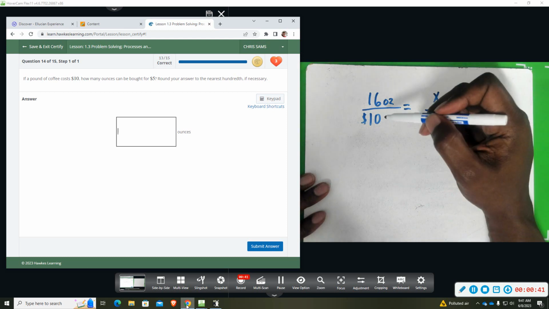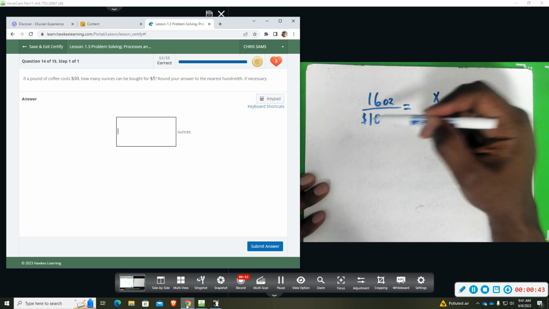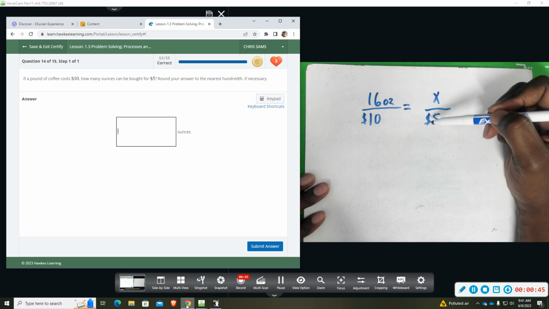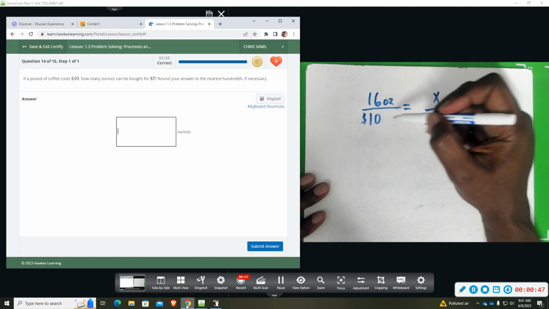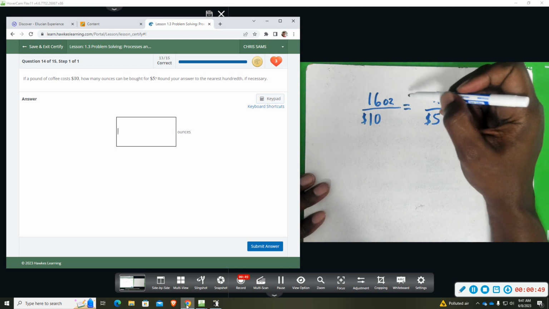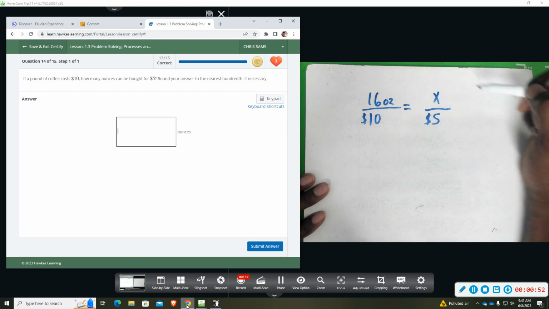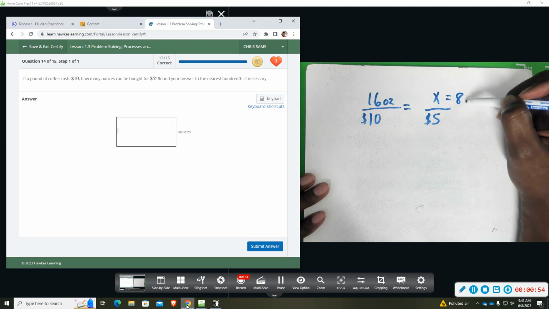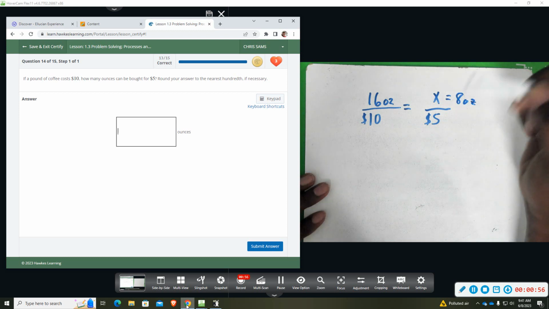Okay, so since 5 is exactly half of 10, if we divide by 2, we get 5. We can also look at this and divide by 2, we would get x equals 8. Okay, or you can just cross multiply.